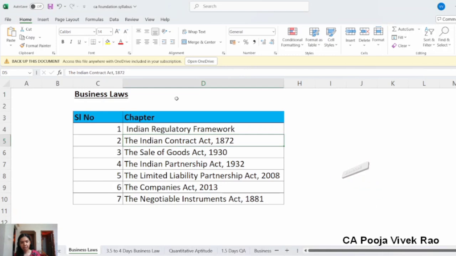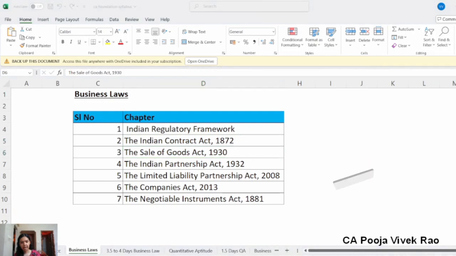Next, the second chapter, Indian Contract Act. There are 9 units in this. The section-wise weightage for this is 25% to 30%. And from this chapter, both direct theory question and case scenario question will be there. 4 to 5 questions will be there from this chapter.